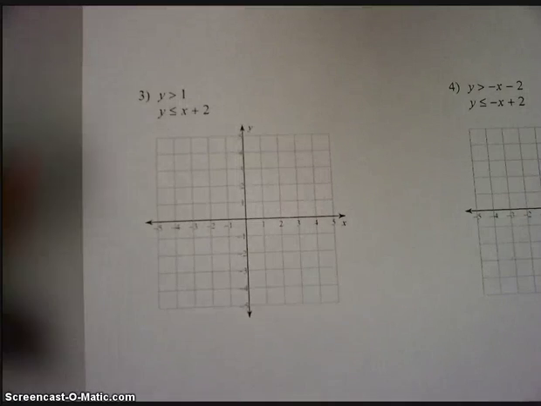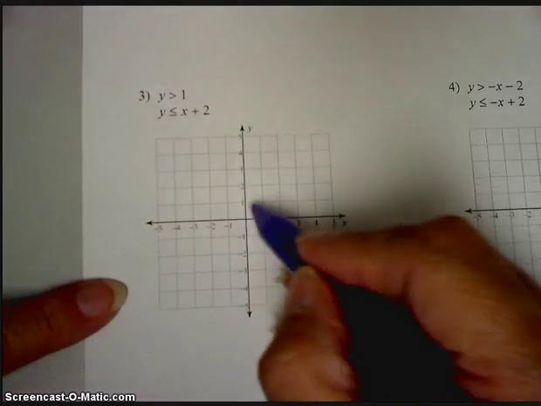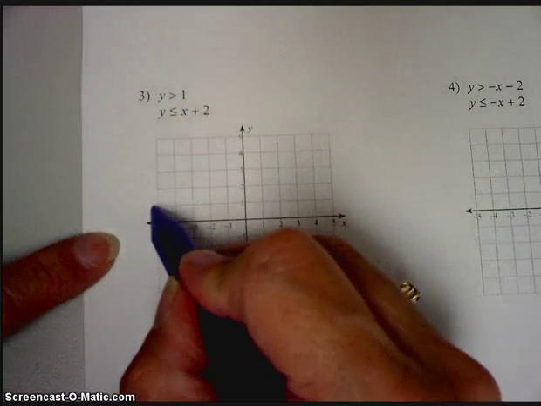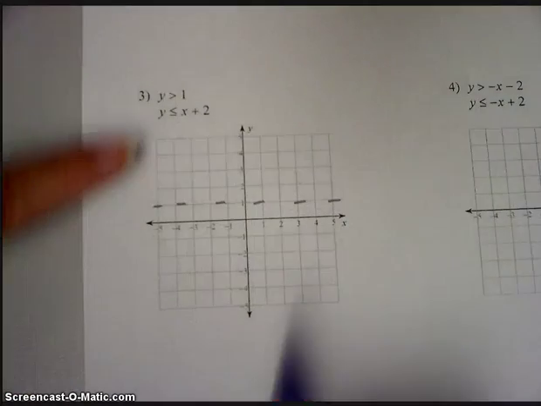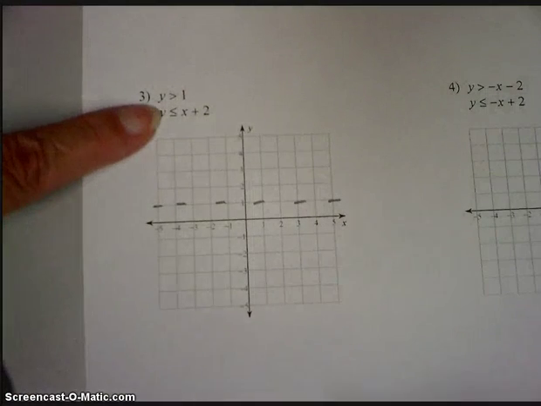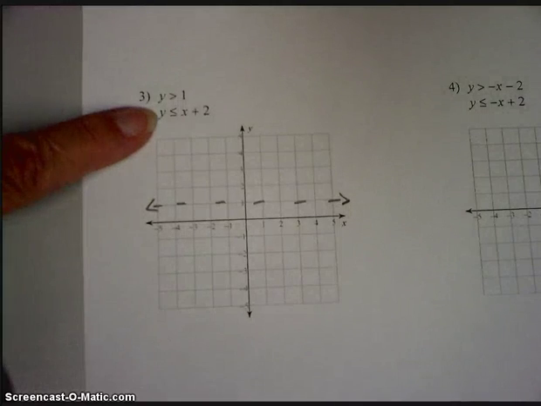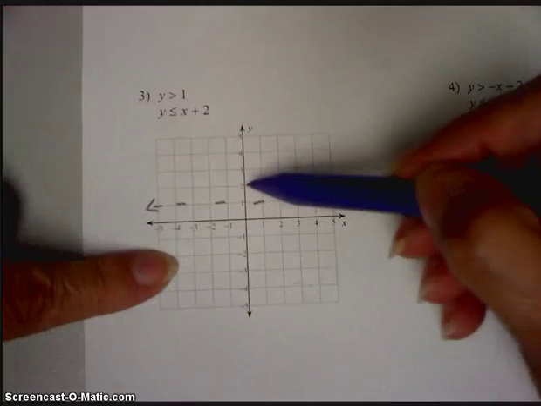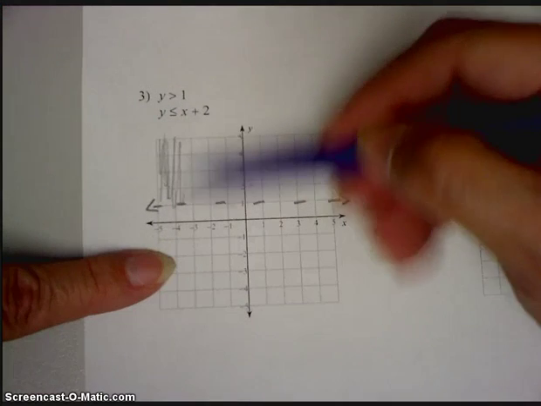Okay, my third example is y is greater than 1. Here is my y-axis. Here is y equals 1. So I'm going to draw a horizontal line through y at 1. It's going to be a dash because it's just greater than. So put arrows on the end. Greater than, well, I'm going to be above it because 2 is greater than 1, 3 is greater than 1. So I'm going to shade this area here.